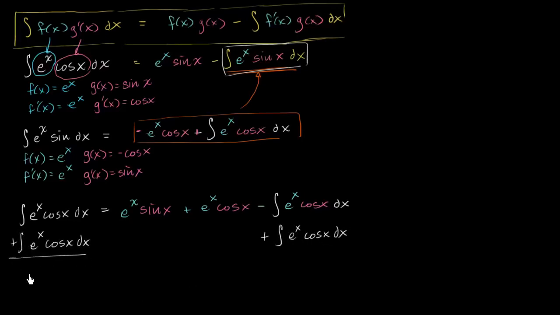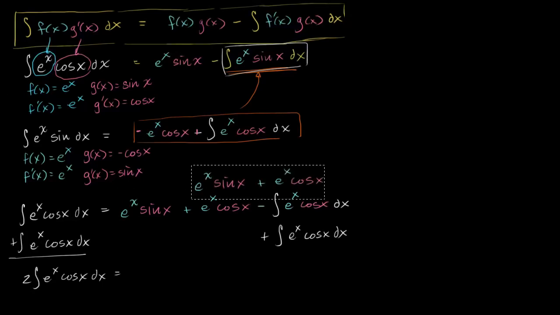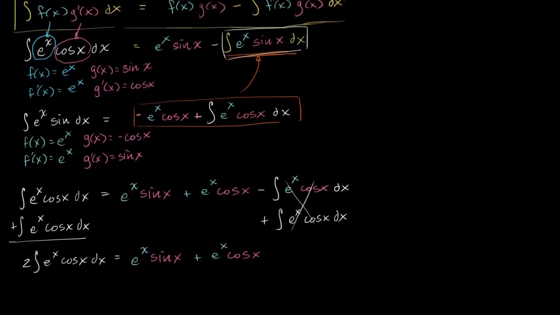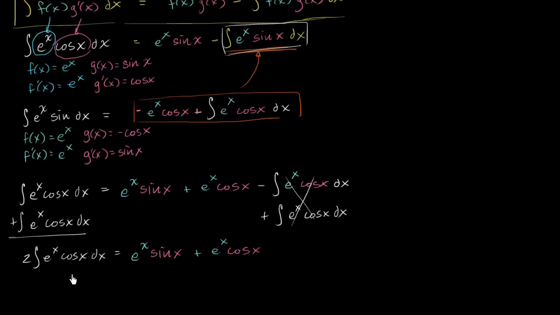And what do you get? Well, on the left-hand side, you have 2 times our original integral, e to the x cosine of x dx, is equal to all of this business. I'll copy and paste it. It's equal to all of that. And then this part right over here cancels out. And now we can solve for our original expression, the antiderivative of e to the x cosine of x dx. We just have to divide both sides of this, essentially an equation, by 2.